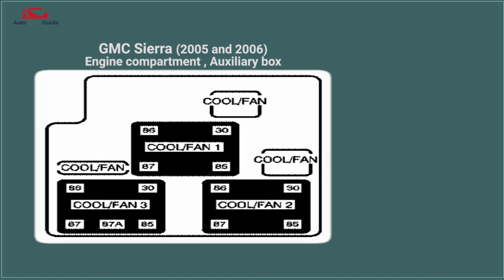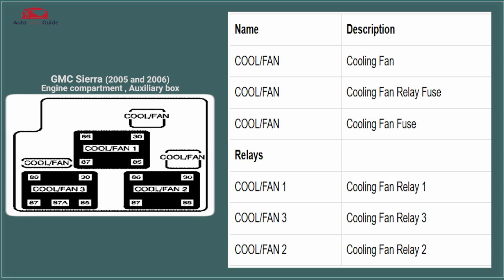The engine compartment auxiliary box in GMC Sierra 2005 and 2006 provides additional circuit protection for secondary electrical components like trailer wiring, auxiliary lighting, or aftermarket accessories. It ensures stable power delivery and prevents overloads in these added systems.